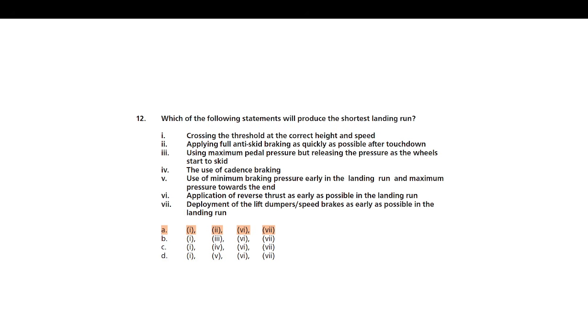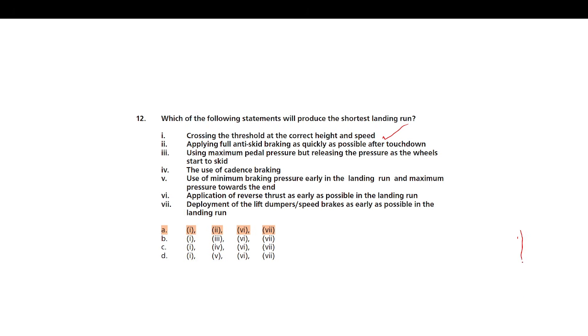Question 12. Which of the following statements will produce the shortest landing run? Crossing the threshold at the correct height and speed?